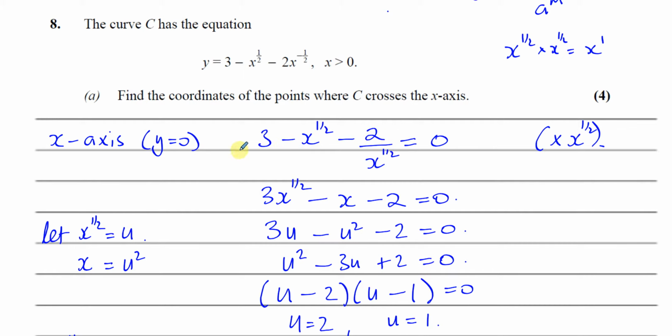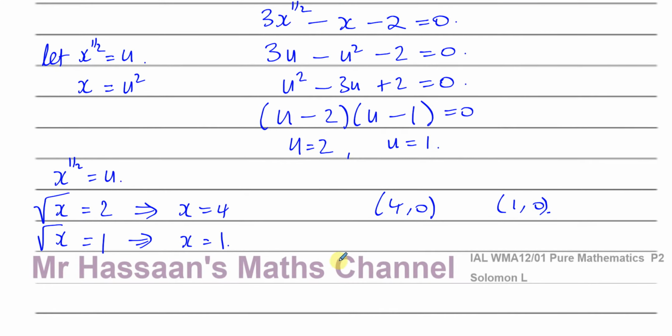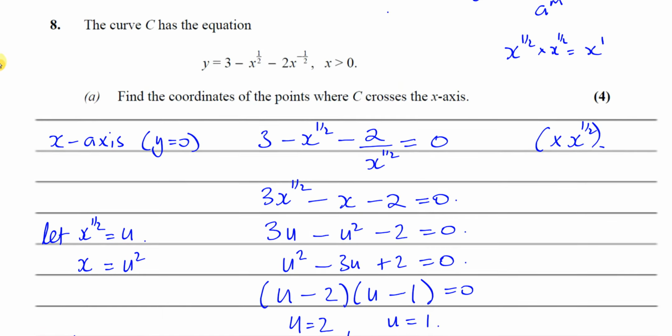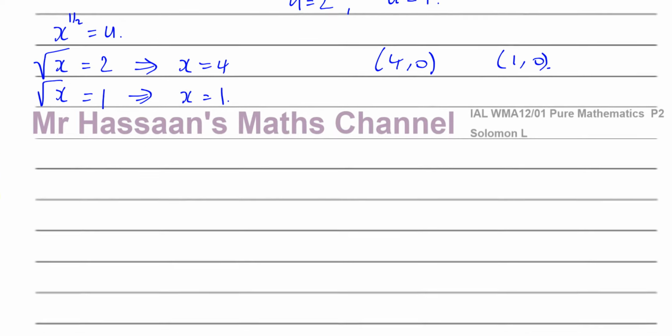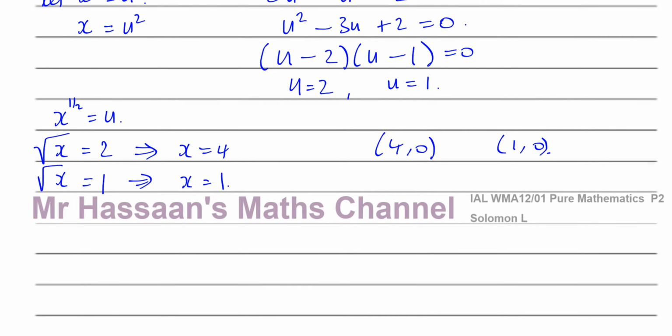That satisfies the equation. And if I put 1 in here, I'll have 3 minus 1 minus 2 over 1, which is 2. It will also give me 0. So I know that I've got the right solutions. Those are the x values that make y 0. So those are the x values which lie on the x-axis, where y is 0. Okay, now for part B. I'll put it on the other page, I think.